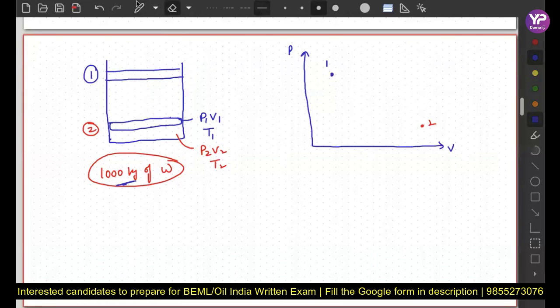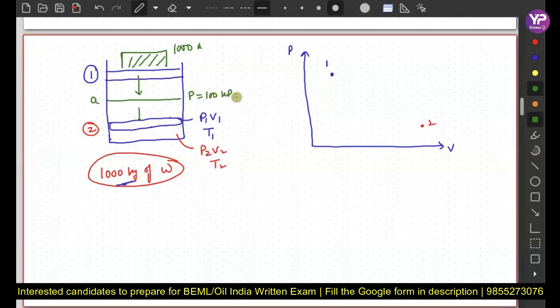Just give me a second, I am not able to explain it properly. Let me try to explain it one more time. At position 1, you have put down the 1000 kg of weight, and the piston has reached position number 2. Now let us suppose that when the piston is moving from 1 to 2, at position A the pressure was 100 kilopascal. I am assuming random data. So when the piston moves from 1 to 2 in a very fast manner, at position A the pressure was 100 kilopascal, let us say.